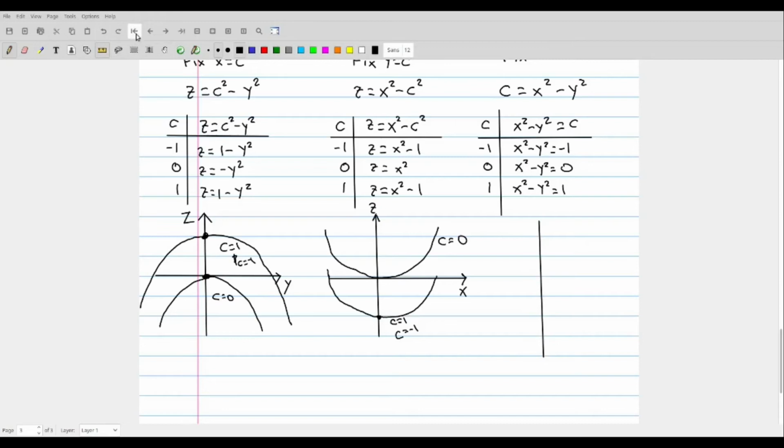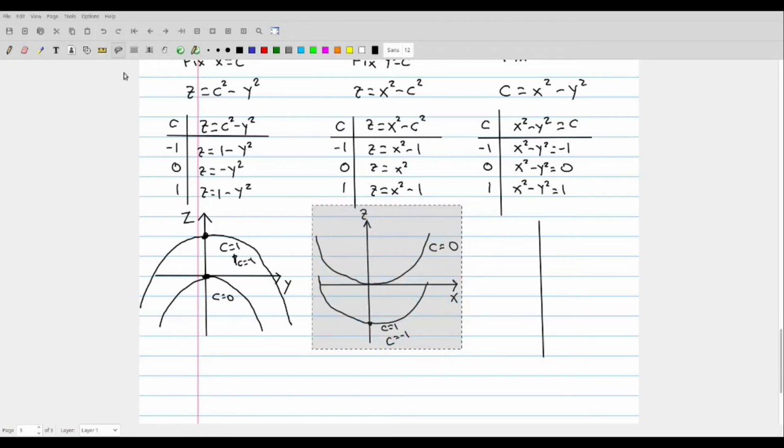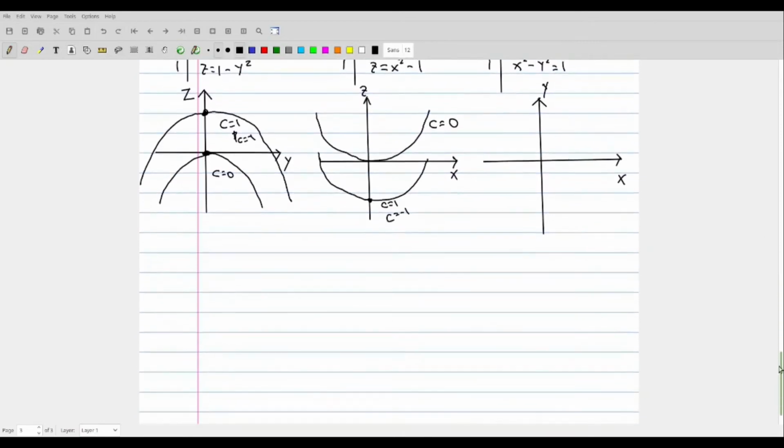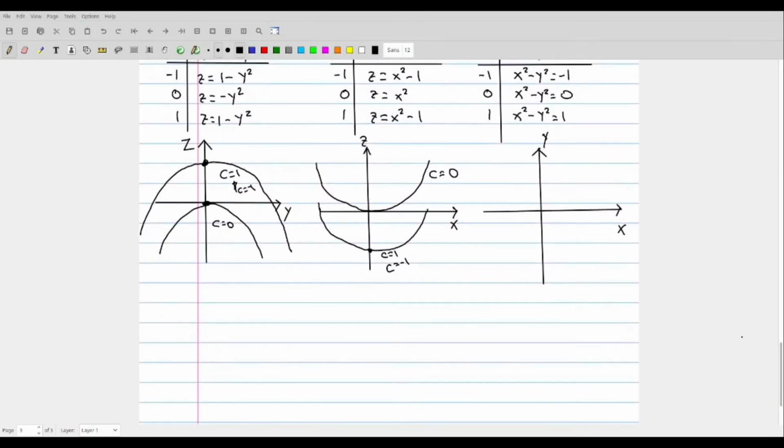And the last traces here that we have to consider, and these are definitely the most interesting for this expression, are the z traces for this expression. And these traces are in the xy plane. And what we want to look at is exactly what each one of these is. So we'll look at c equals 0 first.